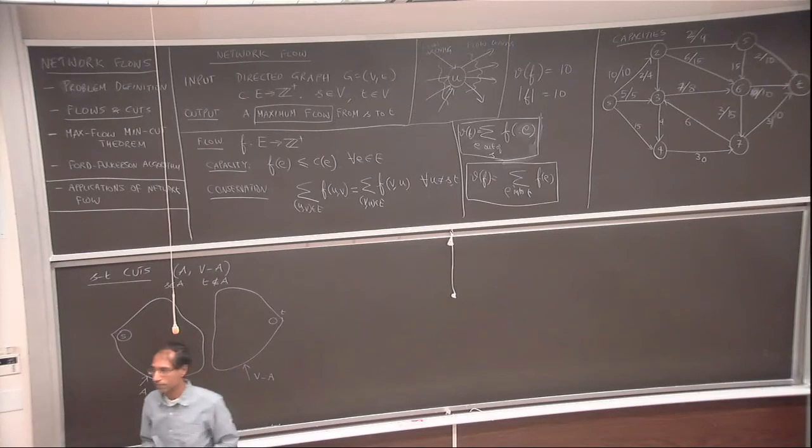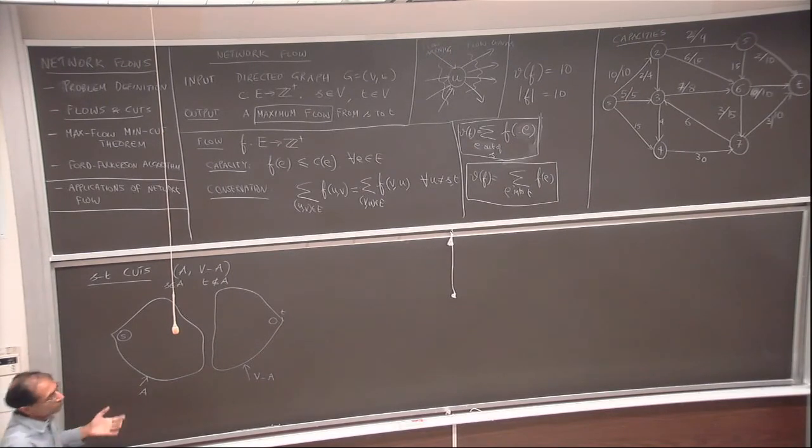Are you saying if we took away any pipe, that's a cut? No. You should take away pipes that separate A from V minus A. You have to look at all the pipes that separate A and V minus A. So we will go through an example and make it clear.